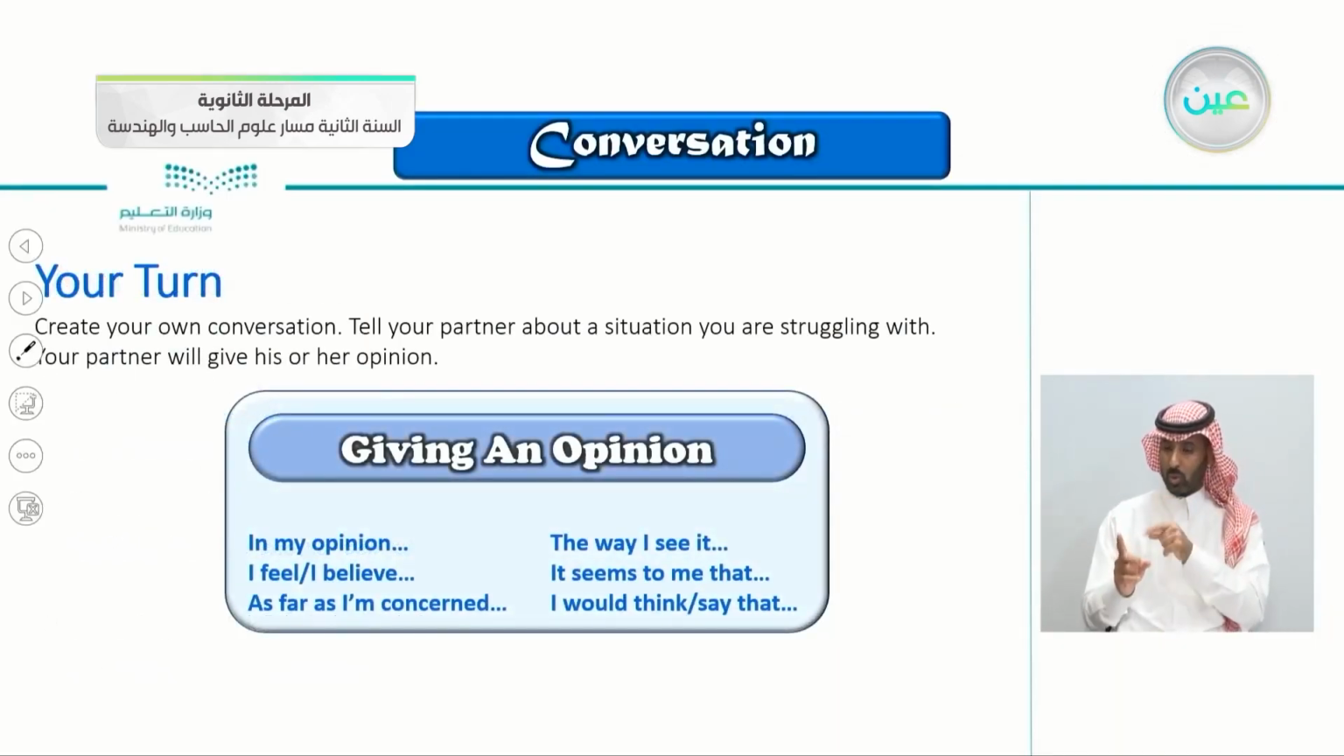Your turn. Create your own conversation. Tell your partner about a situation you're struggling with and ask him for advice, of course. Your partner will give you his or her opinion. This is the box for giving an opinion. When you want to give an opinion, you can use any of these phrases. In my opinion, then you say your opinion. I feel or I believe, or you can say, as far as I'm concerned, then you continue. The way I see it, then you continue talking. It seems to me that, or you can say, I would think, or I would say that, and so on. So you have more than one way to give an opinion.